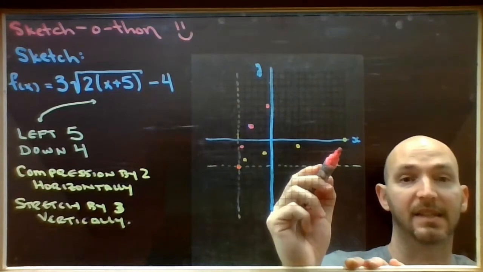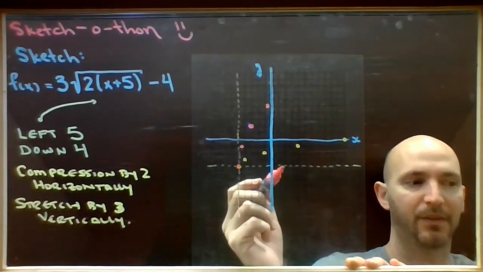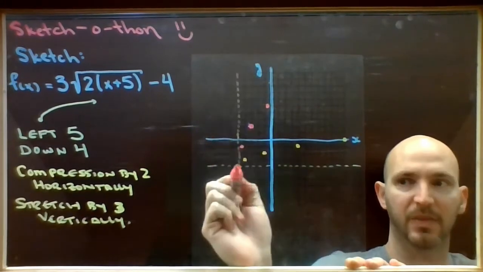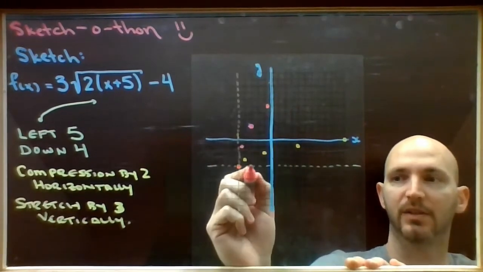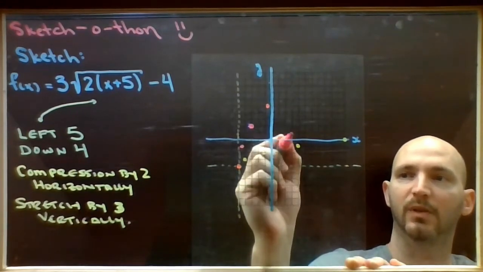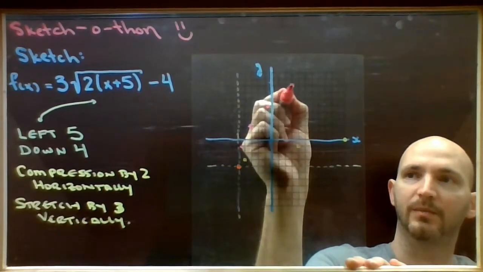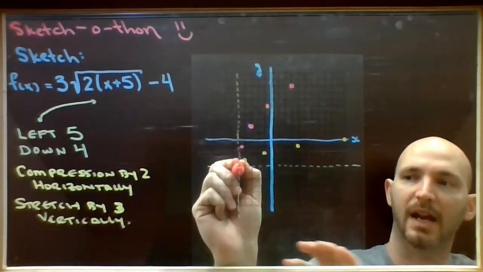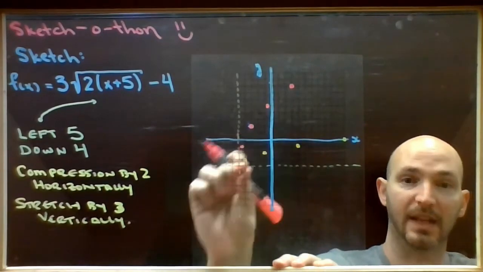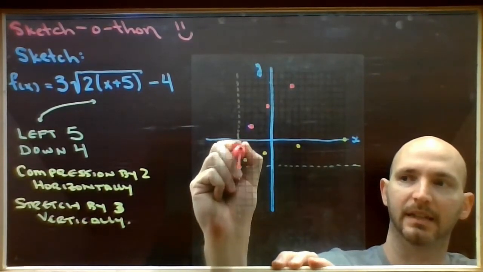This one is at 16 and 4. Half of 16 would be 8. 3 times 4 would be 12. So I should be at 8 and 12. 2, 3, 4, 5, 6, 7, 8. 1, 2, 3, 4, 5, 6, 7, 8, 9, 10, 11, 12. So this radical function, after having been translated and then transformed, looks something like this.